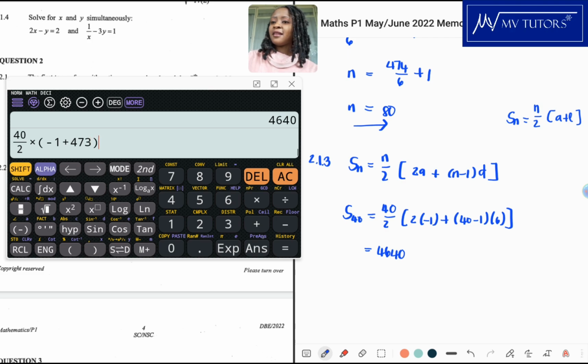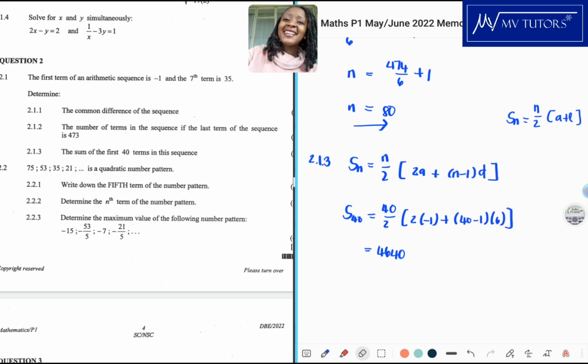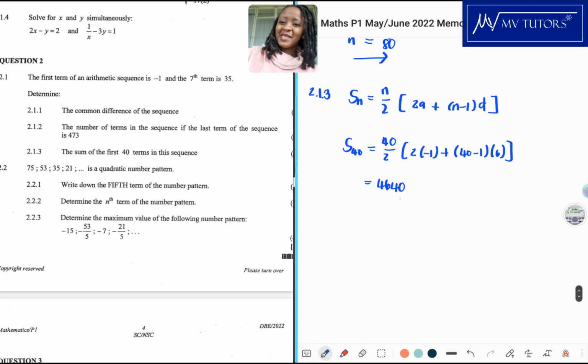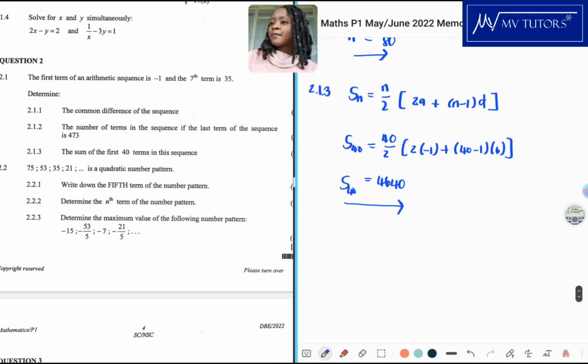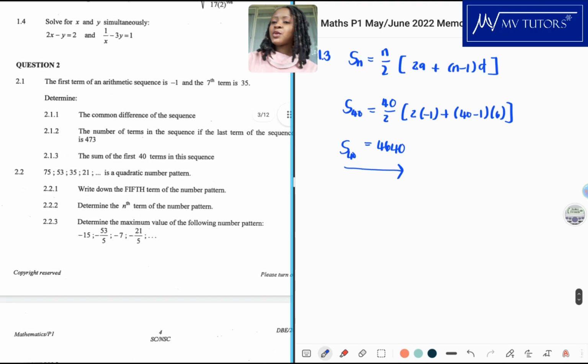Nah. Nope. It doesn't work. Never mind. Yeah, never mind. Sorry for wasting your time. Let's stick to what we know. 4640. Yeah, and then we go to 2.2.